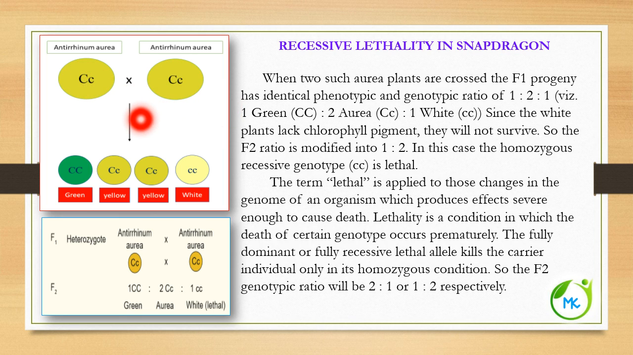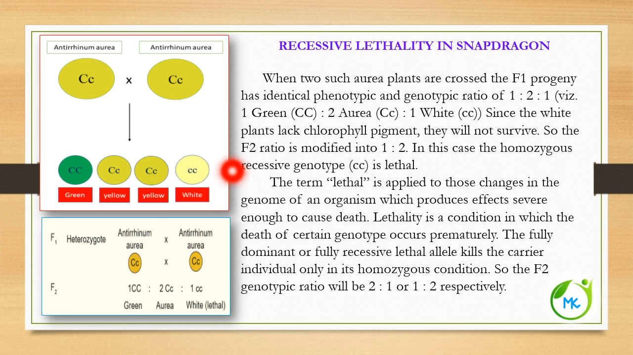When two aurea plants having this genotype are crossed, their F1 progeny has identical phenotypic and genotypic ratio. So what is the identical phenotypic and genotypic ratio? 1 green plant, 2 aurea plants and 1 white plant.